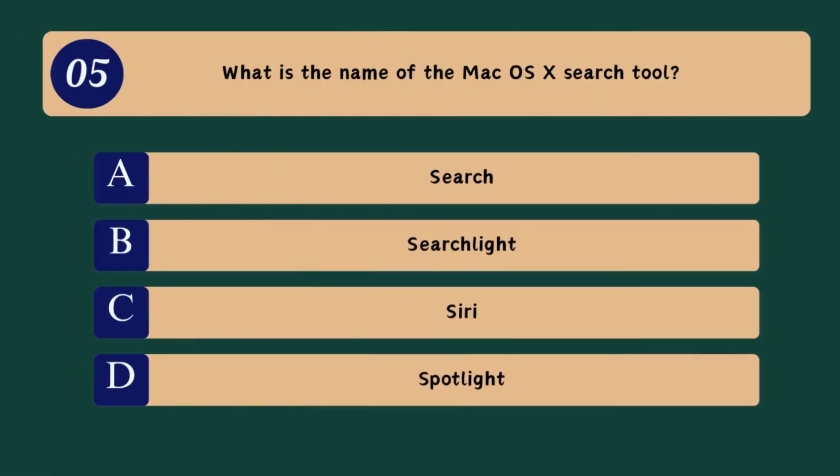Question 5. What is the name of the Mac OS X search tool? A. Search. B. Searchlight. C. Siri. D. Spotlight. Correct answer. D. Spotlight.